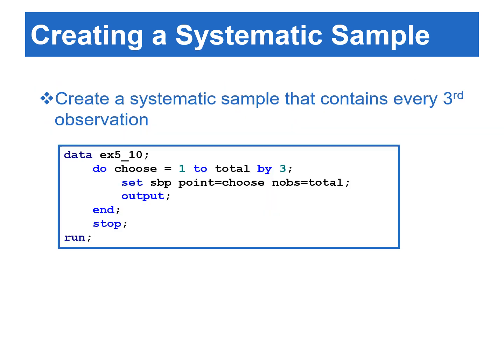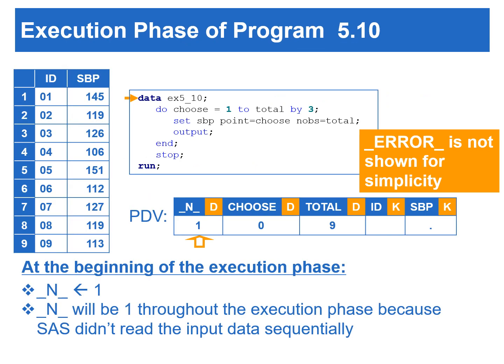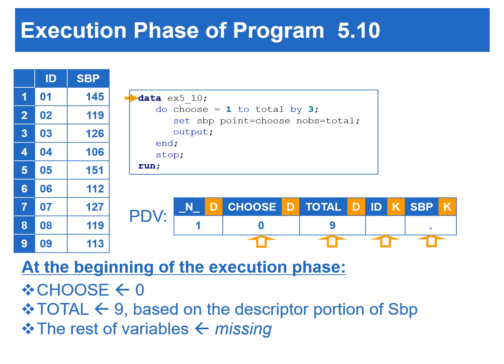Here is the program to create a systematic sample that contains every third observation. Let's go over the execution phase to understand this program better. The automatic variable _n_ is set to 1 throughout the execution phase, because SAS didn't read the input data sequentially. At the beginning of the execution phase, the variable choose is set to 0, the variable total is set to 9, based on the descriptor portion of SBP. The rest of the variables are set to missing.